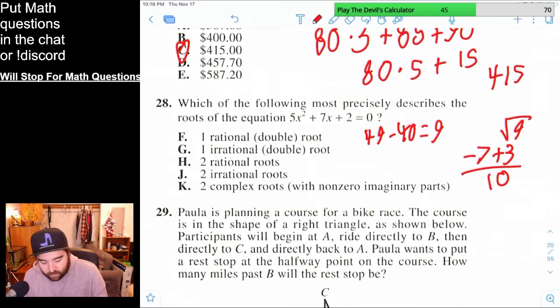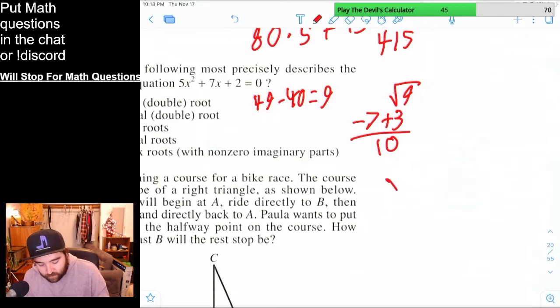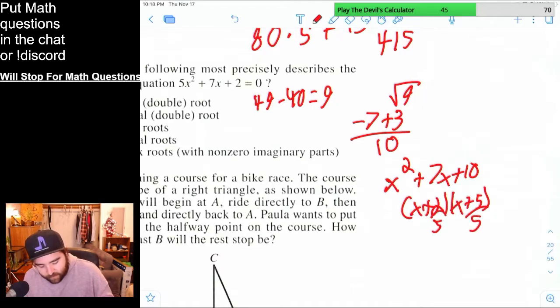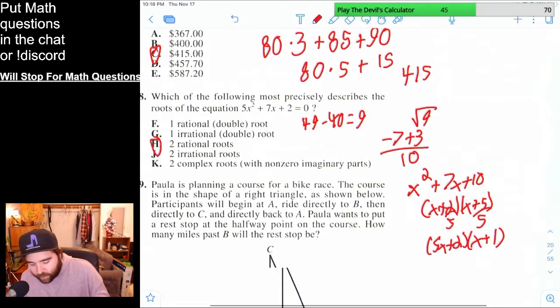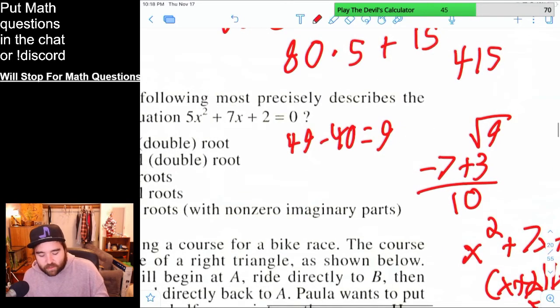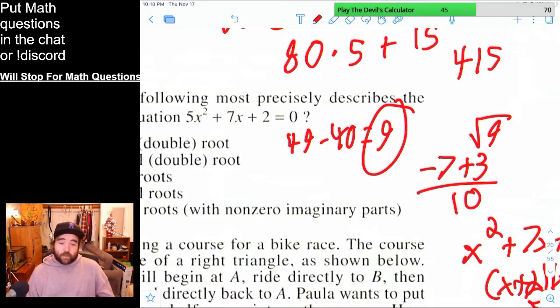We could have just factored that. Yeah, you can just factor that because if you use the Richmond method, that's x squared plus 7x plus 10. So that's x plus 2, x plus 5, and then you divide by 5. So that's 5x plus 2 and x plus 1. Yeah, so that's two rational solutions. Okay. And we saw that actually by just seeing that the discriminant was a perfect square. So that meant the solutions are rational. I've never thought about that before, but that makes sense.